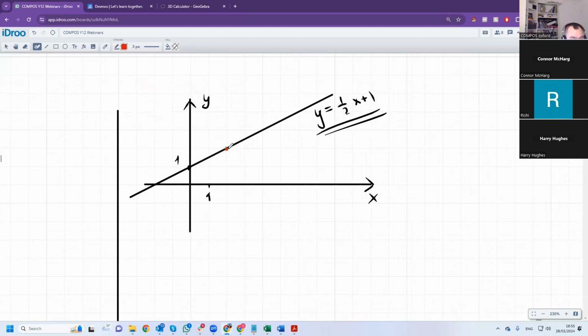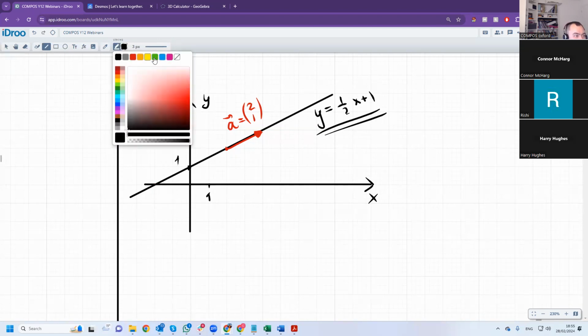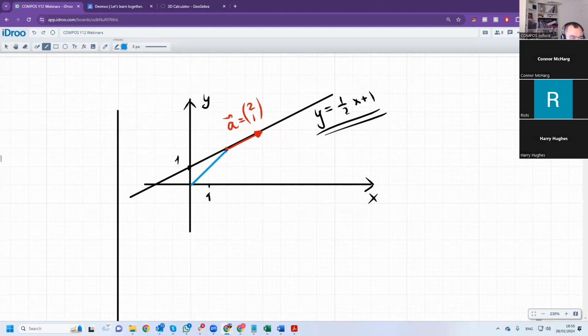To find the vector equation, we need to find any vector on this line. So for simplicity, I'm going to use this vector, and this vector A has coordinates (2, 1). We need the position vector of any point on the line. Well, let's take this position vector. Well, okay, let's not reinvent the wheel. Just this position vector.